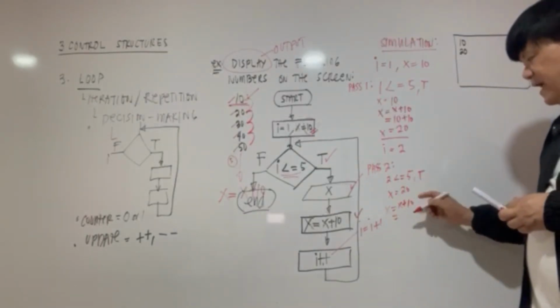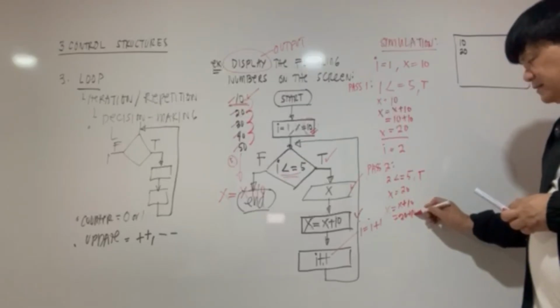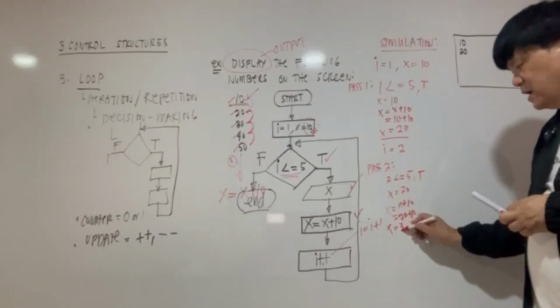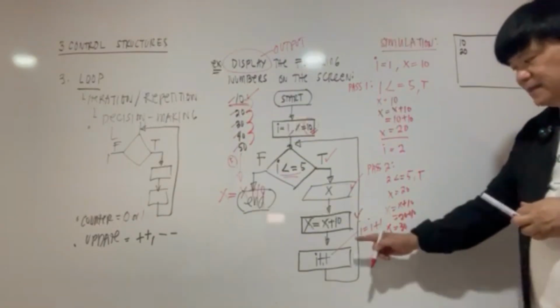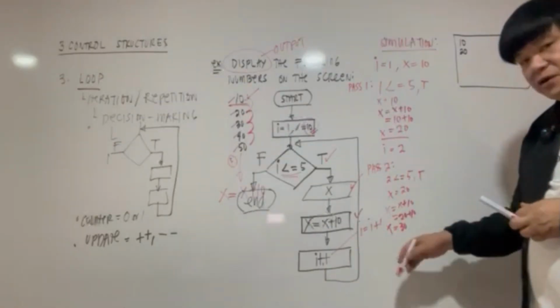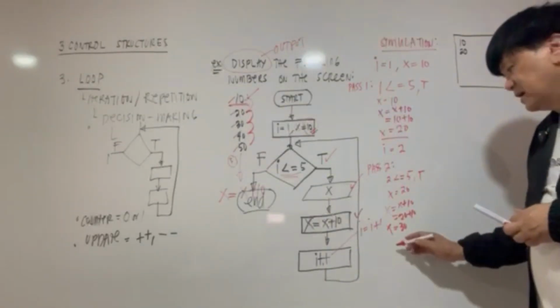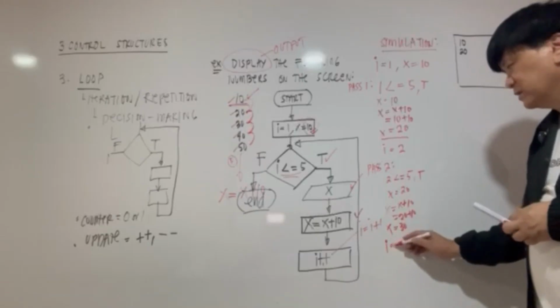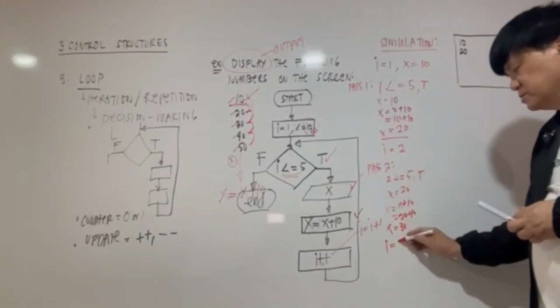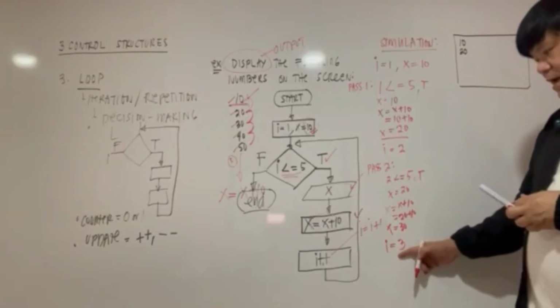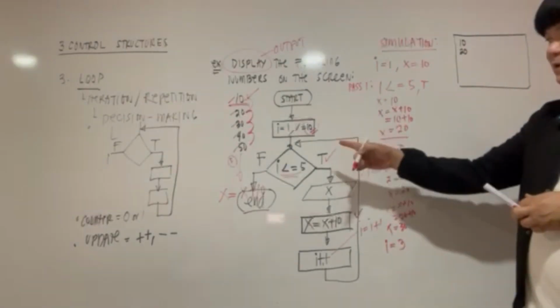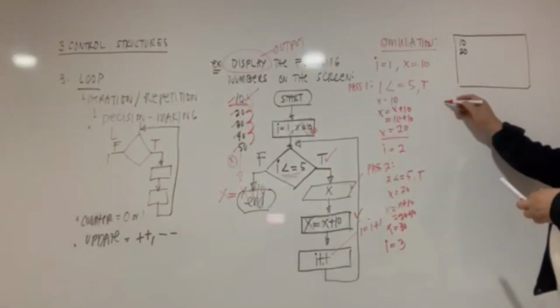Next instruction is x is equal to x plus 10. So the value of x is 20 plus 10. X now is equal to 30. And then the next instruction says increment I. So I is equal now to 2 plus 1. So you are now having 3. Then we go back to the condition.